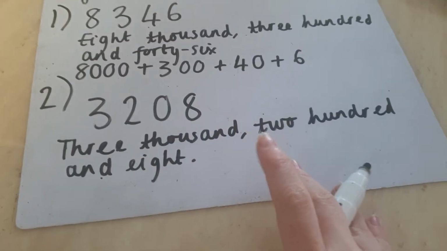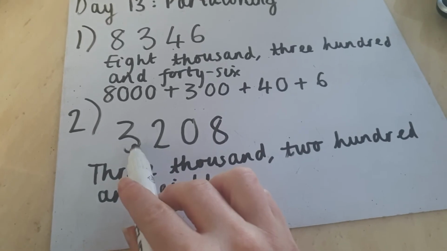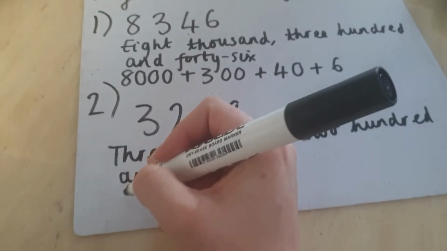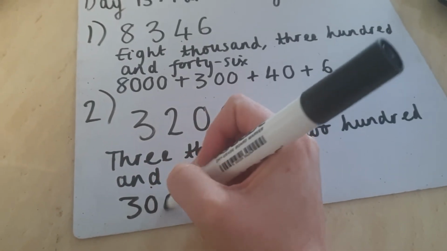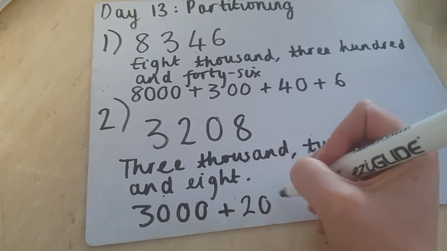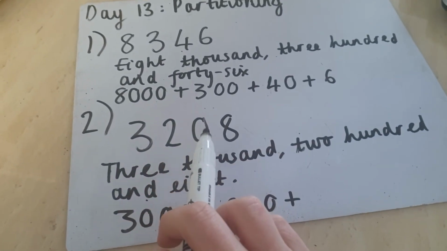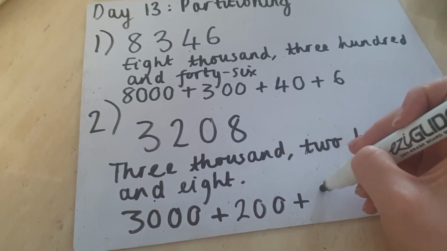And then here, this is how you now partition it. So you focus on each of the numbers. So we have the three, which represents 3,000. You have the two that represents 200. We don't have a zero, we don't have any tens, there's zero tens. So you don't have to do this.